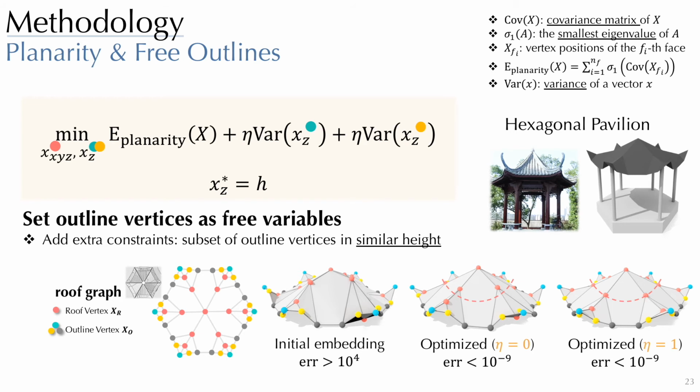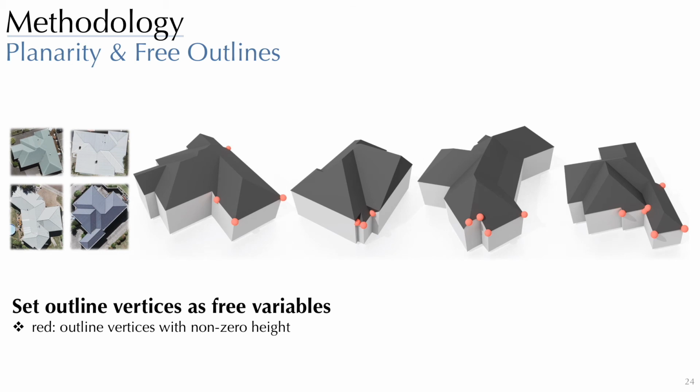We can see that when eta equals 0, we do not add extra constraints to the outline vertices, and the optimized roof is valid with planarity error smaller than the threshold, but it looks irregular. If we set eta to 1, which means we hope the green vertices and the yellow vertices have a similar height, the optimized roof embedding is valid and also more aesthetically pleasing. Here we show some other examples of roofs with outline vertices in different height, where the input images are shown on the left. We highlight the outline vertices with non-zero height in red.